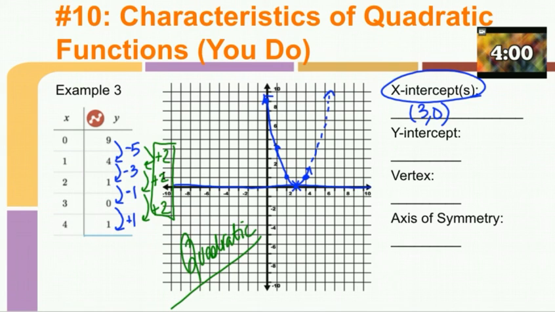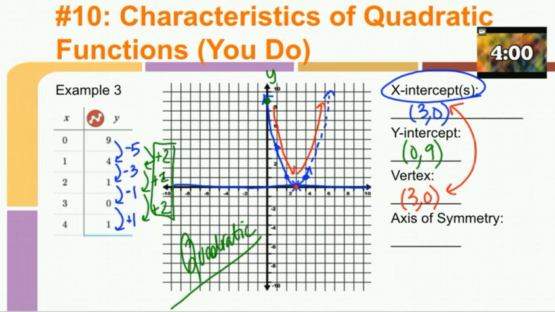So let's check for a y-intercept. I check my y-axis, and I notice I do have a y-intercept that's right here. And that's going to be at 0, 9. Now I want to check for my vertex. So again, my vertex is my turning point. So if I'm reading from left to right, this is going down, down, down. And then at this point right here it starts to go back up. So this point is 3, 0. Notice how in this case, the x-intercept and the vertex are exactly the same thing.